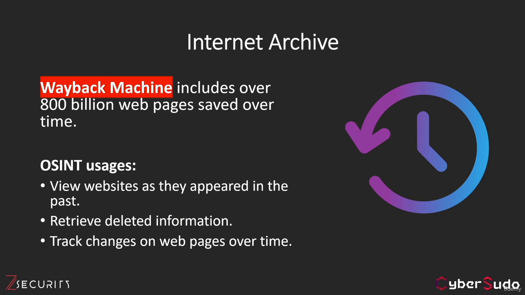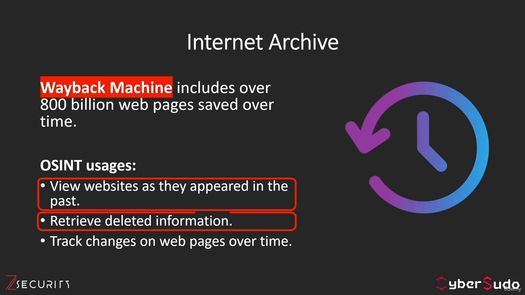So even if the person or the owner of this domain name or website has changed anything, you can always have a look at how a website looked like years ago. Now, the Wayback Machine has multiple OSINT usages. For example, you can check how a website appeared in the past, which might retrieve deleted information.